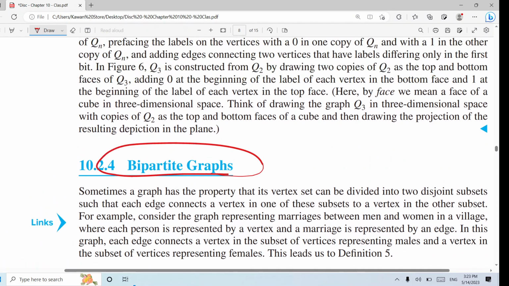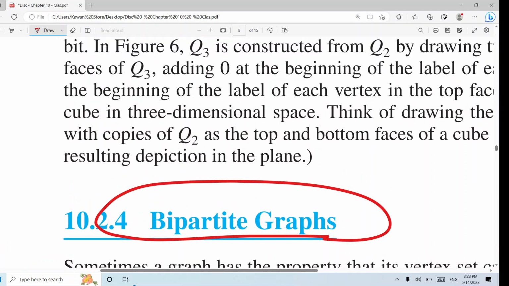Bipartite graph. What do you mean by part? Let's translate. What do you mean by part? Class participation. Somebody say, why do I have 2? What's the meaning of part? Part, partition. By part, 2 partitions. So what do you mean by that?